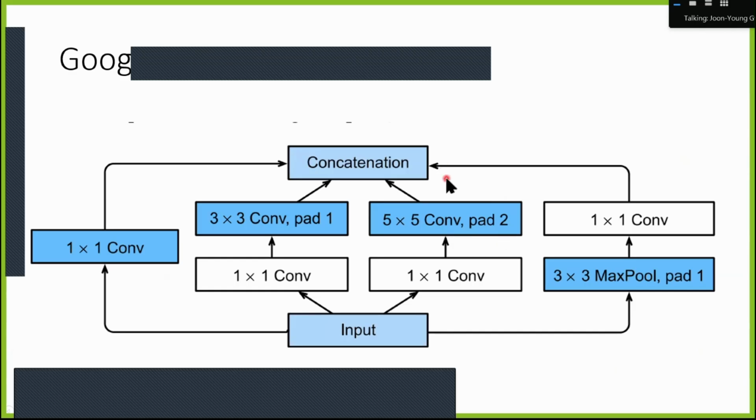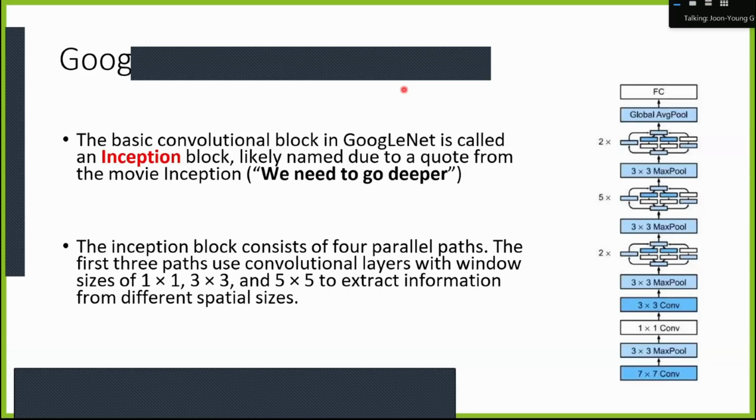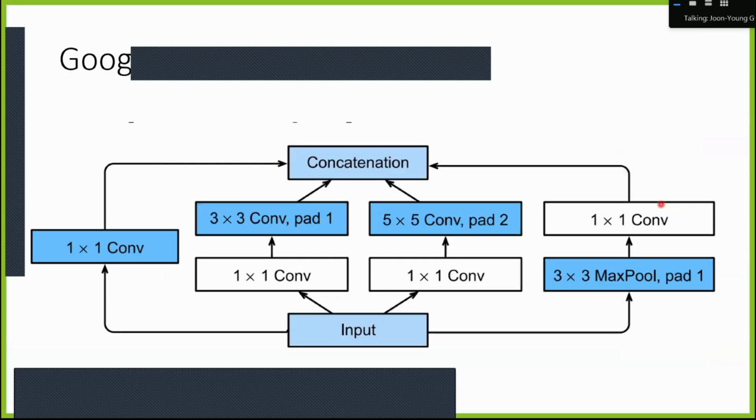First of all, this is called the inception block because of the movie Inception. They're basically going deeper in terms of someone's subconscious. Their intention was to make this architecture a very deep CNN, as you can see by the number of stacked blocks. But one contribution of this architecture was that they introduced parallel convolutional paths instead of stacking them linearly.